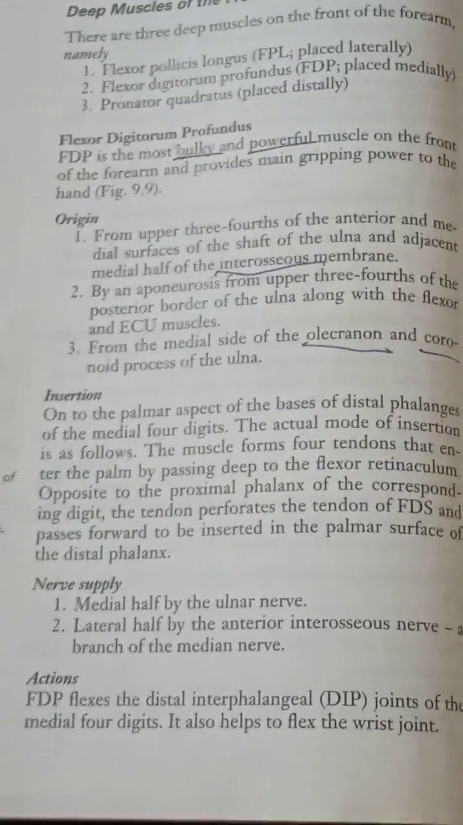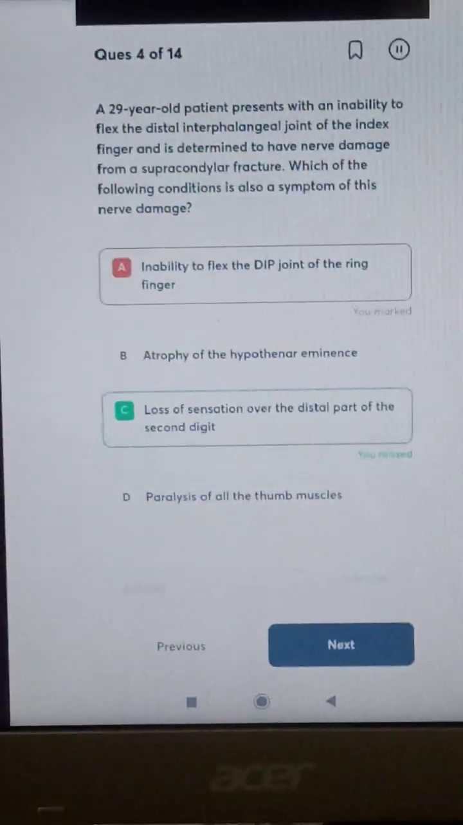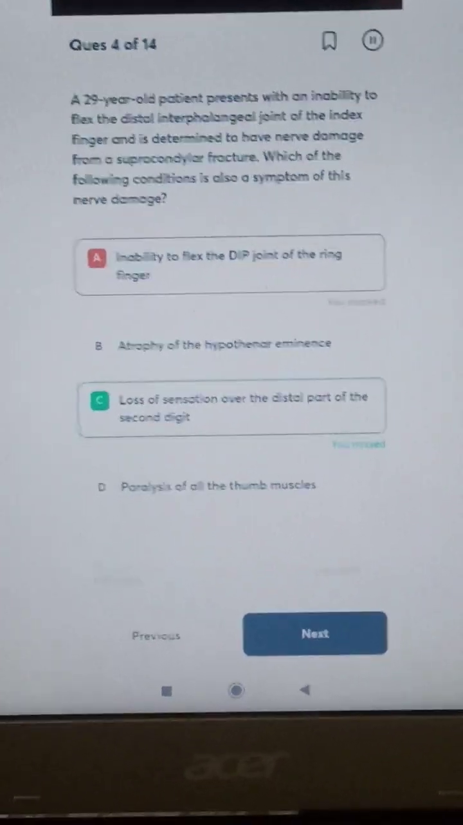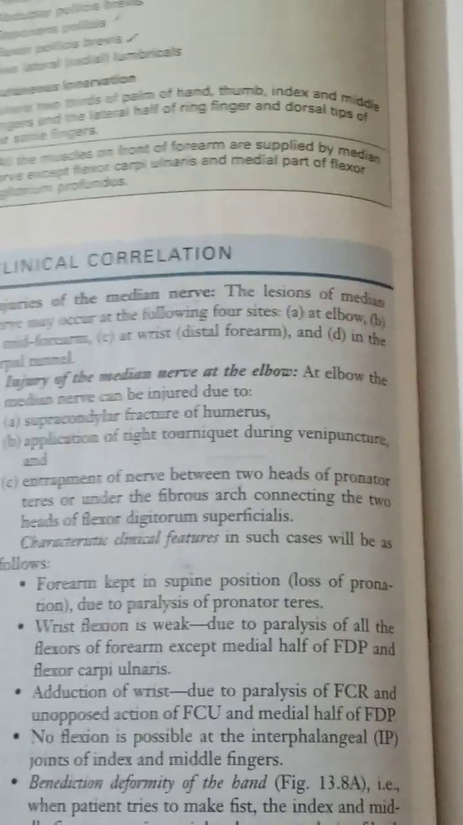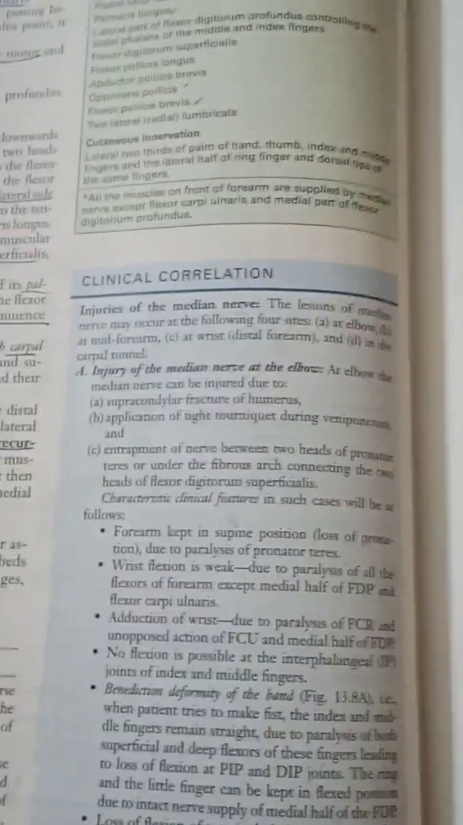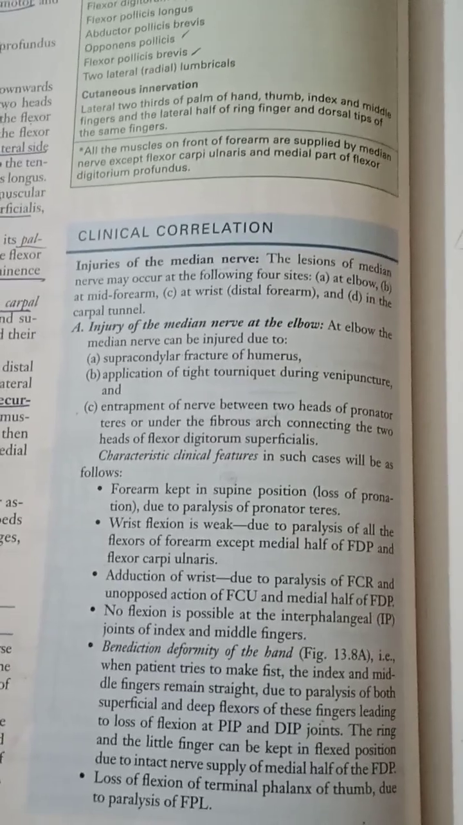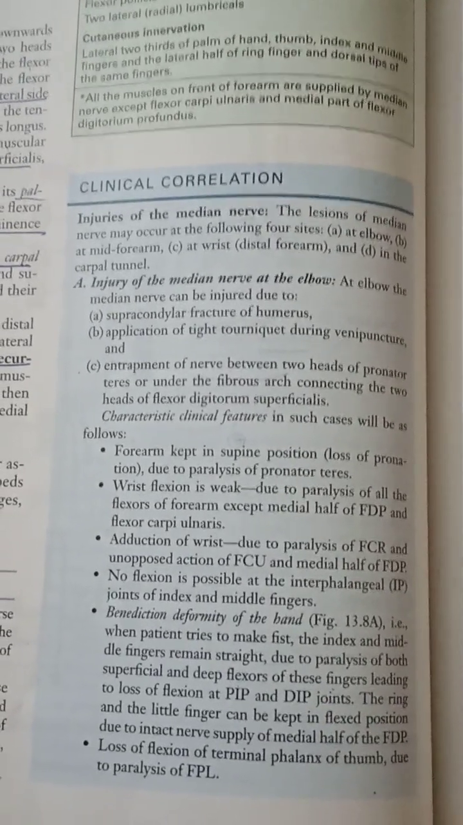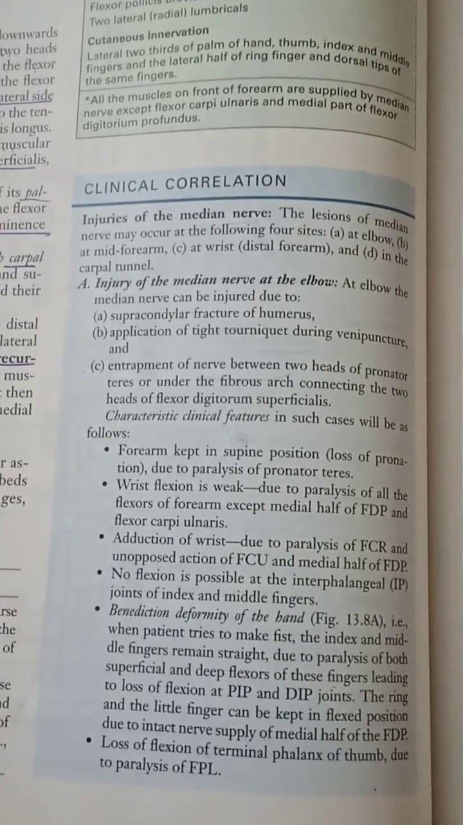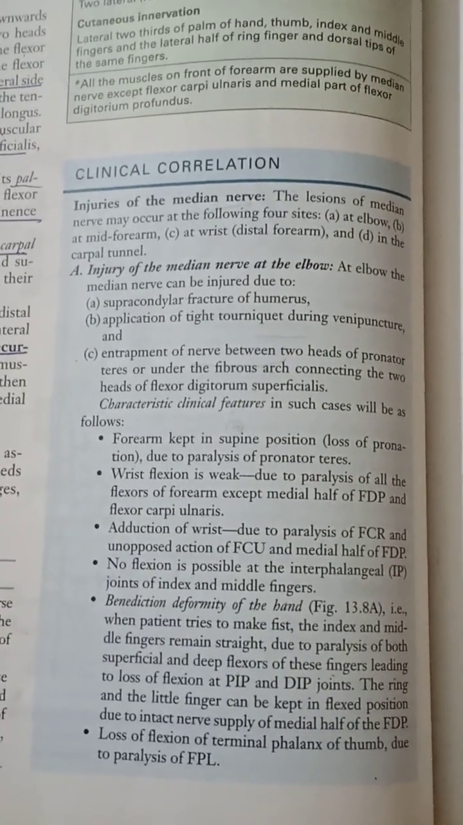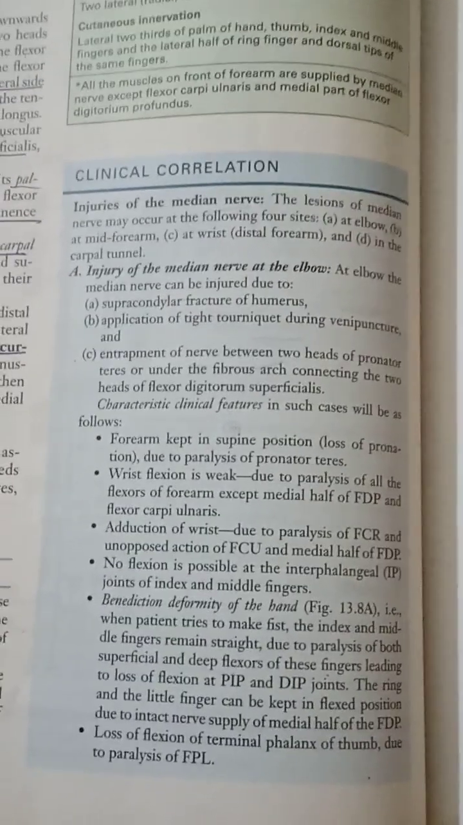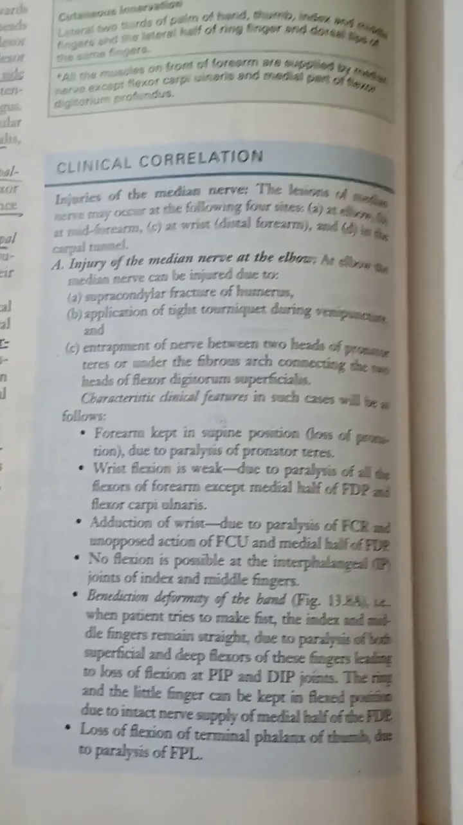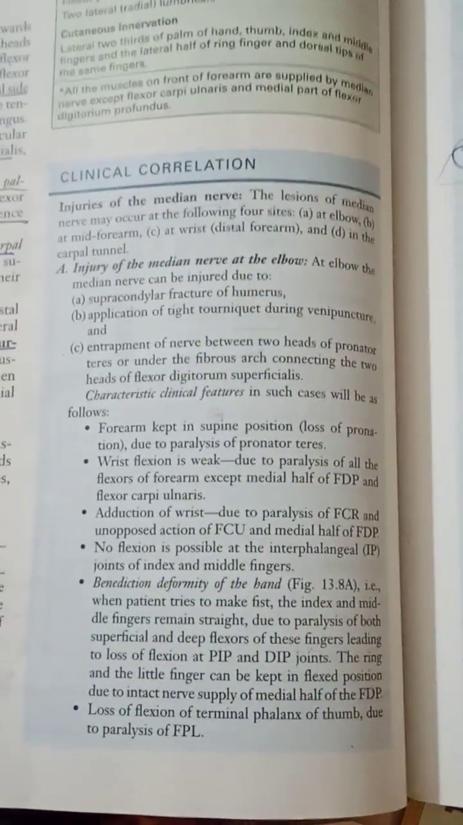Okay. So we have found it as median nerve. Now let us go to median nerve. See here. In case of injury of the median nerve at the elbow, in supracondylar fracture of humerus, application of a tight tourniquet during venipuncture, or intraoperative nerve entrapment between two heads of pronator teres or under the fibrous arch connecting the two heads of flexor digitorum superficialis, we should know what happens.